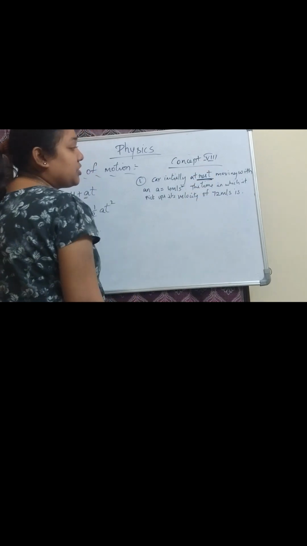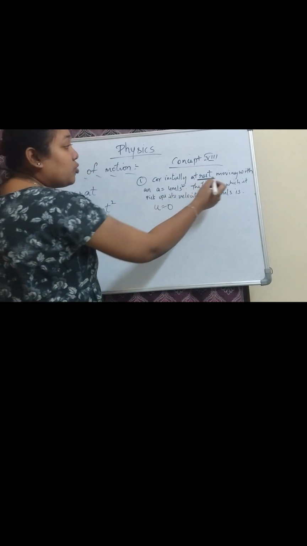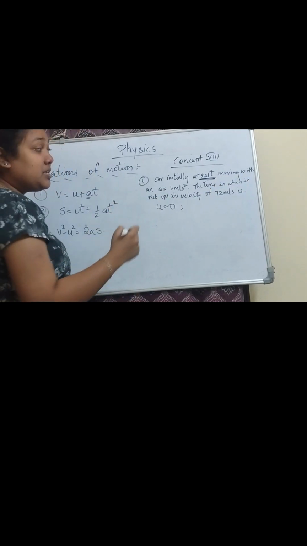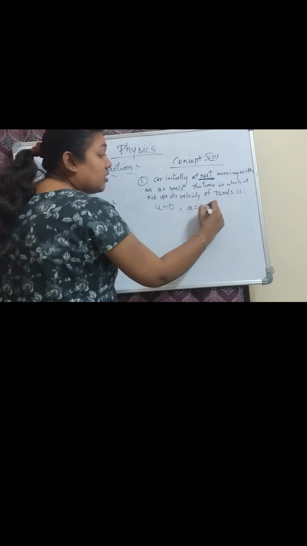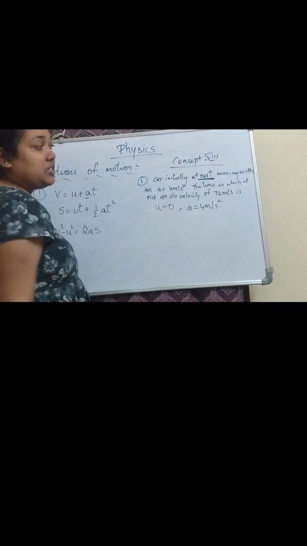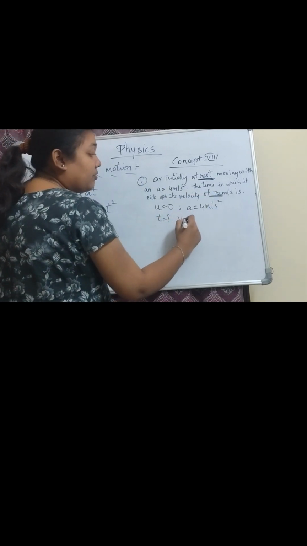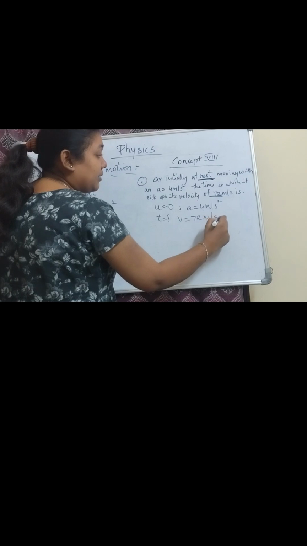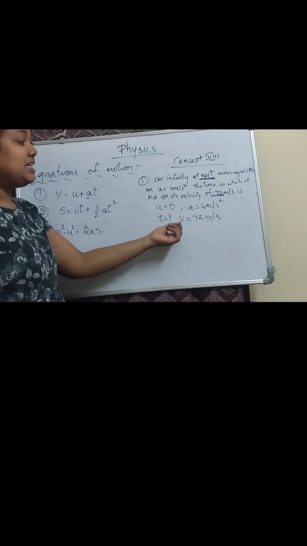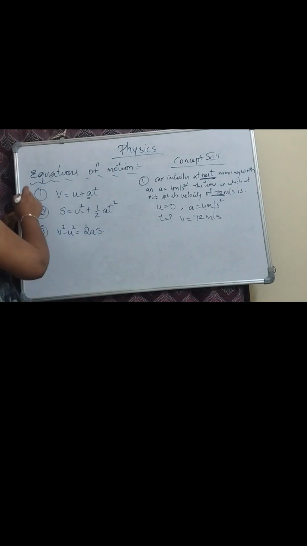Initially at rest, that means the initial velocity u is 0, and moving with an acceleration a = 4 meters per second squared. Here we need to find out the time, and this velocity of 72 meters per second is the final velocity, since it picks up its velocity of 72 meters per second. So you can consider that v = 72 meters per second.